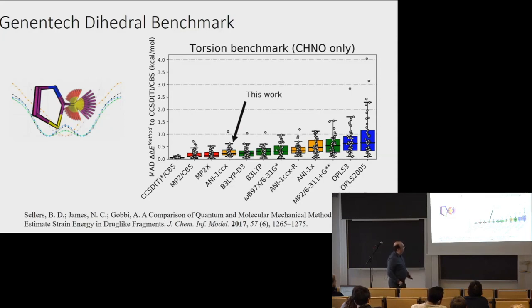So there is a nice paper by a Genentech group that analyzed the accuracy of different methods, from force fields, DFT, and some of the post-Hartree-Fock methods, for the accuracy of the dihedral profile when you rotate some group around the bond. We took this benchmark data set to see what the accuracy of our methods is. So the ANI, trained on the DFT data, sits here.